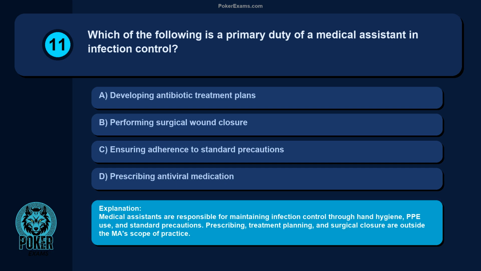Medical assistants are responsible for maintaining infection control through hand hygiene, PPE use, and standard precautions. Prescribing, treatment planning, and surgical closure are outside the MA's scope of practice.